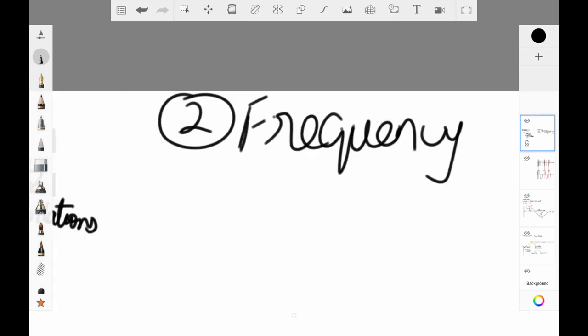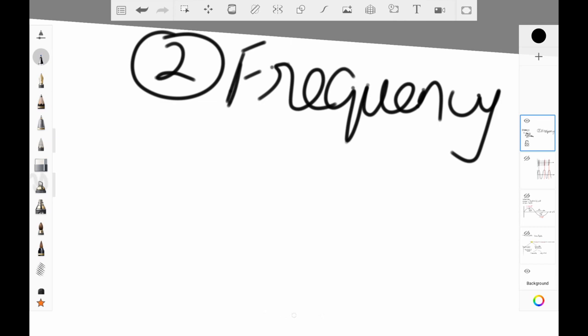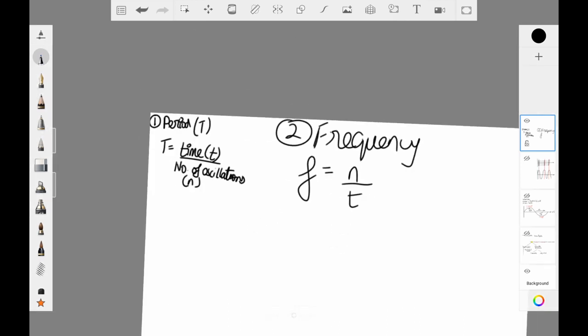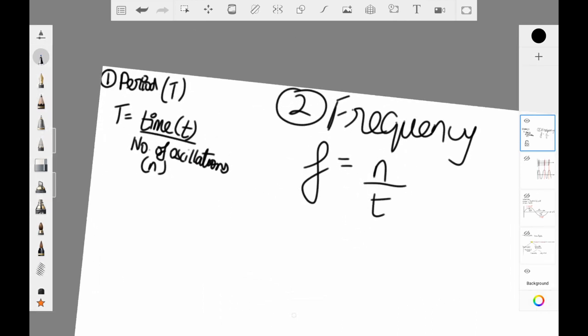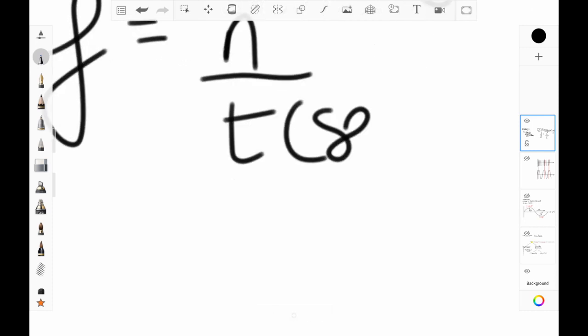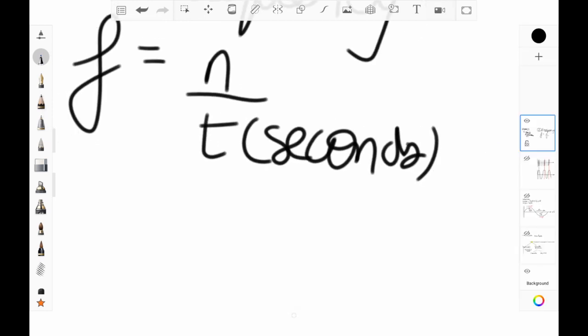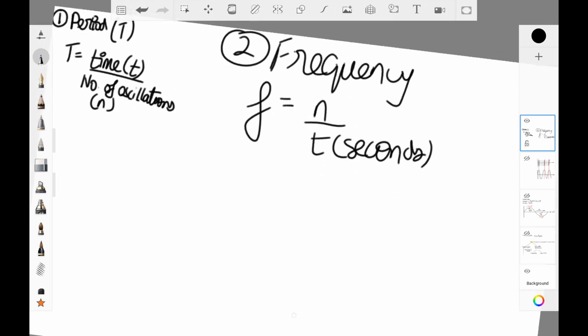Now the next wave term that you do need to know according to the syllabus is frequency. Now, similar to the period, but not exactly, the frequency, represented with just a small f, is the number of complete vibrations of a wave per unit time. So it's n over t. You'll notice that f and t, or period and frequency, have very similar formulas. They're just inverted. So, another thing, this time should always be in seconds. So there'll be MCQ questions that will involve you calculating the frequency. So you have to make sure that your time is in seconds.